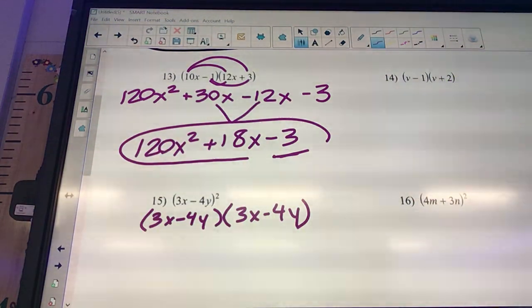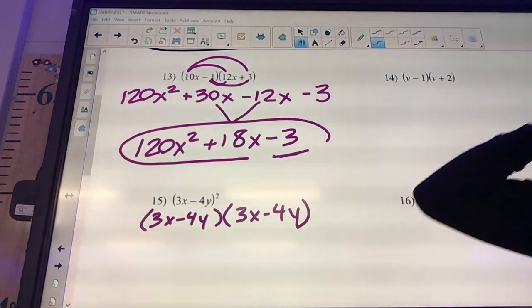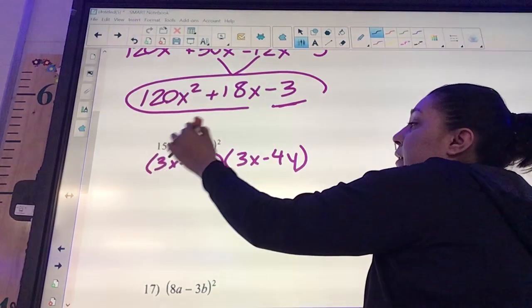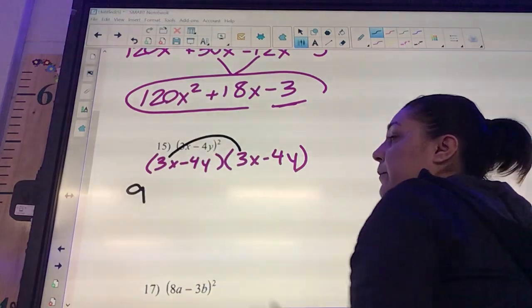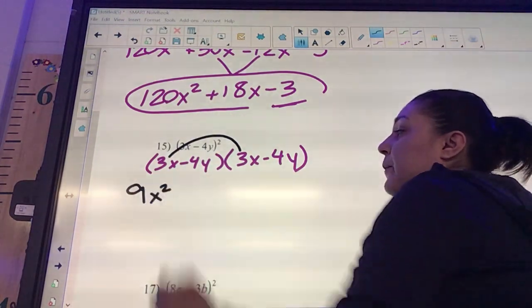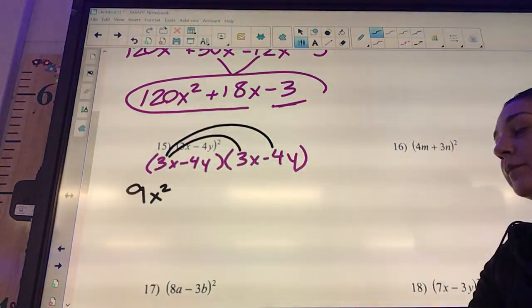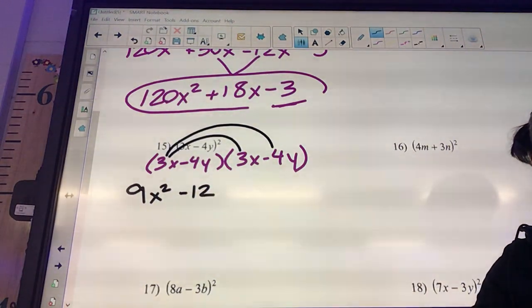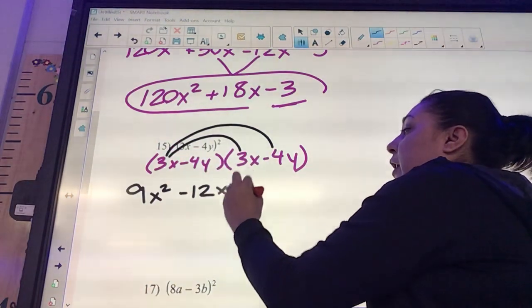Okay, and now it looks, for the most part, just like what we've been doing. Okay, but because there's 2 variables on this, the stuff's going to start to look a little bit different. But the steps are the same. So when we go to do this, we're going to say 3 times 3, 9. How many x's are there? 2, so it's going to say x squared. Then we're going to say 3 times negative 4, negative 12, and then what? xy. This guy's got an x and he's got a y, so we're going to say xy.